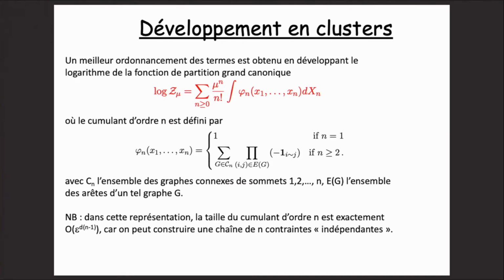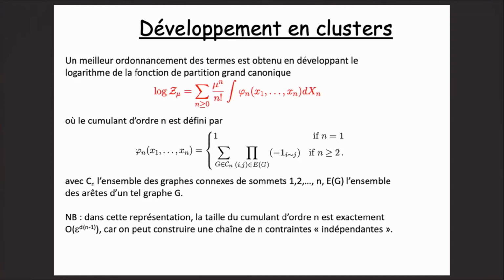Then what I obtain is that it can be expanded as a sum over n of mu to the n divided by factorial n. This comes from the grand canonical setting. And then here what I have is what is called a cumulant. Phi n here is a cumulant. This cumulant is 1 if n is equal to 1. It's not really interesting. And as soon as n is larger than 2, the way you can represent this cumulant is by taking all graphs which are connected of order n.